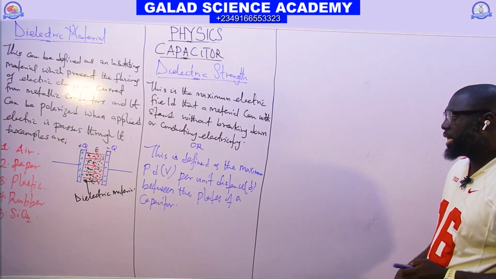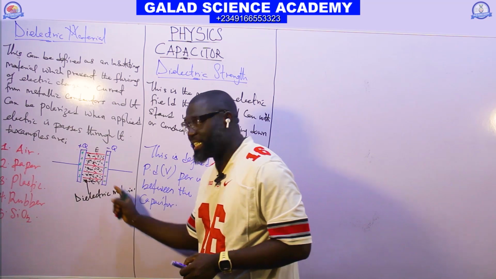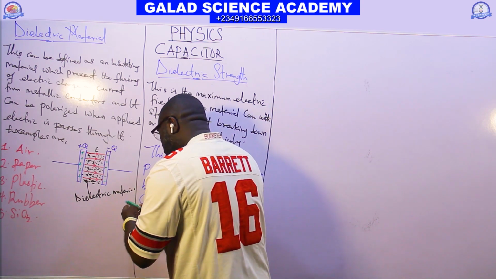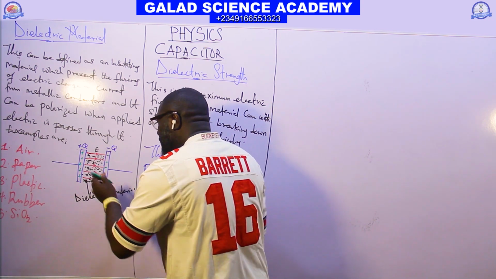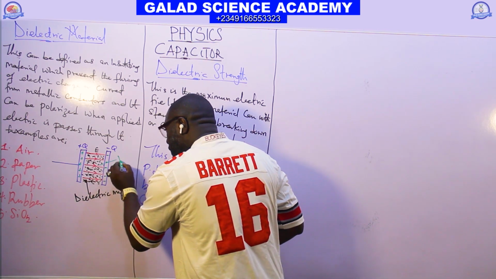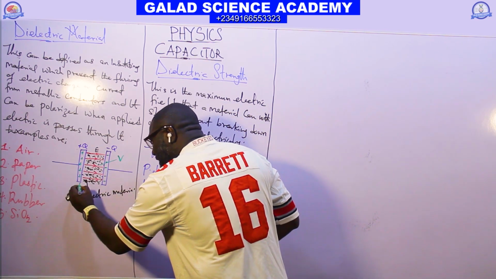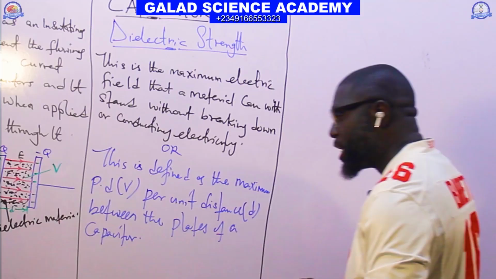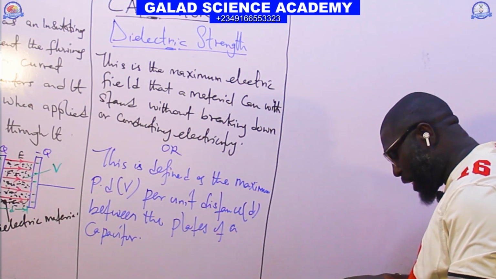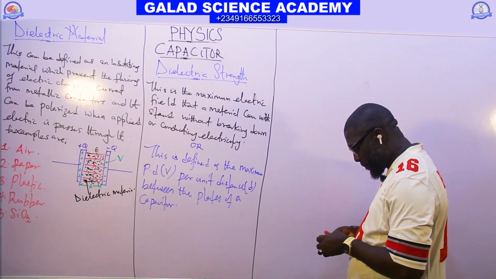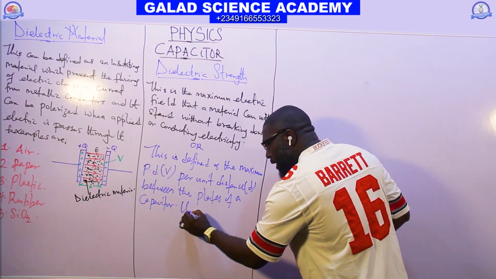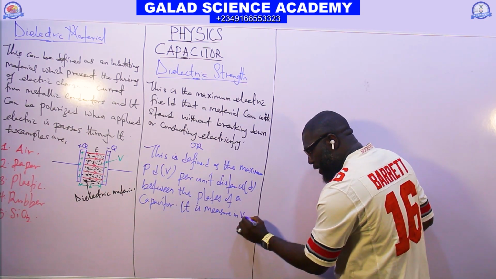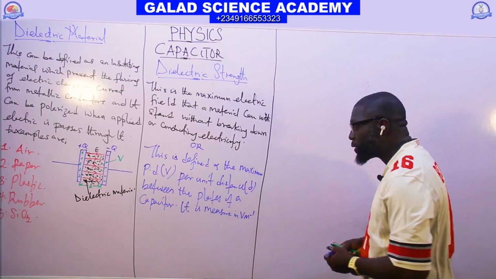Look at this definition. The maximum potential difference, the PD, across the plates, which is V, and this distance between the plates, which is D. So can I say it is measured in PD per distance, volt per meter.